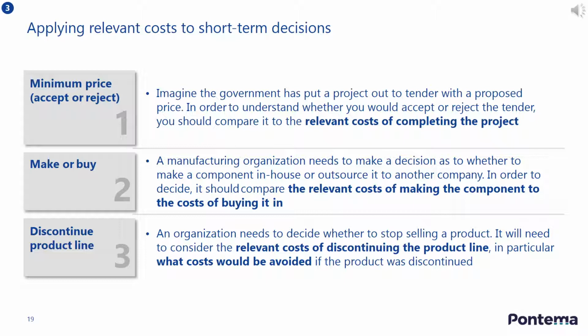Now let's put together what you have learnt so far. You can apply relevant cost theory to short-term decisions that focus on answering questions such as whether to accept or reject a tender price, whether to undertake a project internally or outsource it, or whether to cease producing a poorly performing product. Let's look at these decisions in more detail.